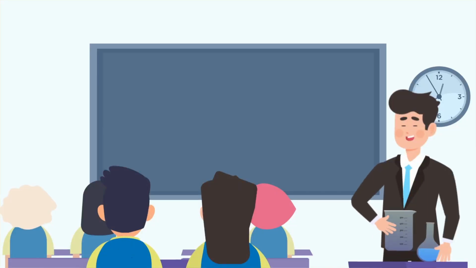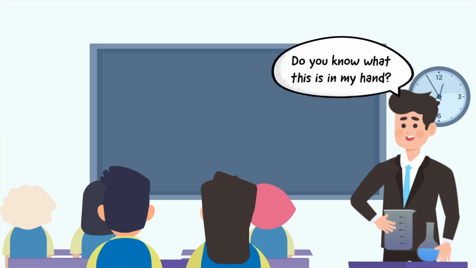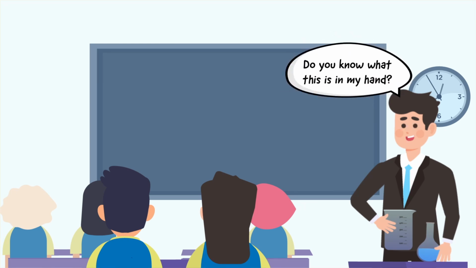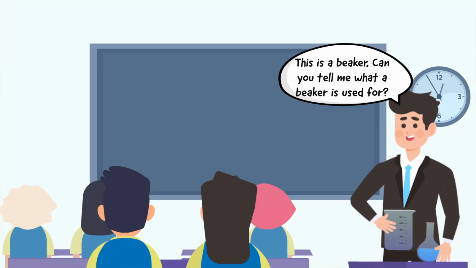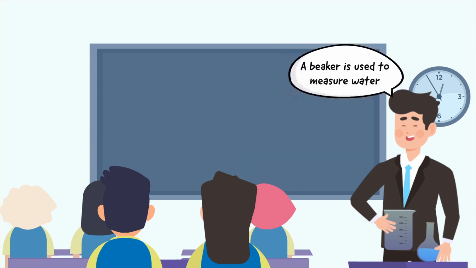Hold the beaker in hand and ask the students, "Do you know what this is in my hand?" Accept all relevant responses. Inform the students that this is a beaker. Can you tell me what a beaker is used for? Accept relevant responses. Inform them, a beaker is used to measure water.